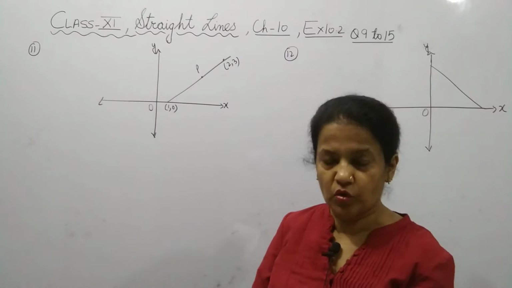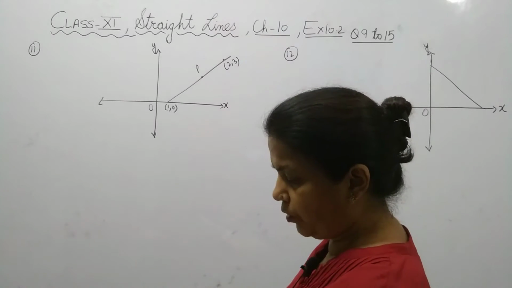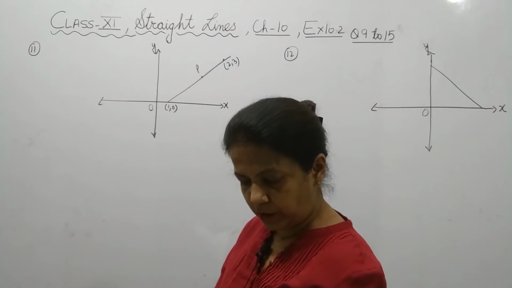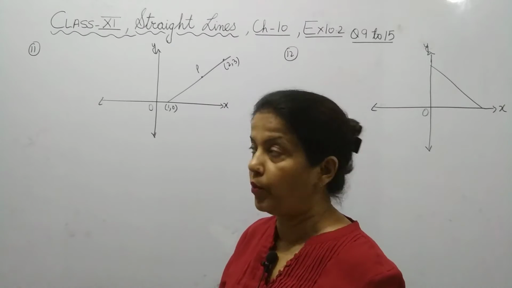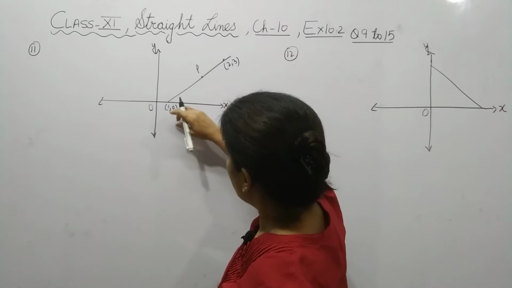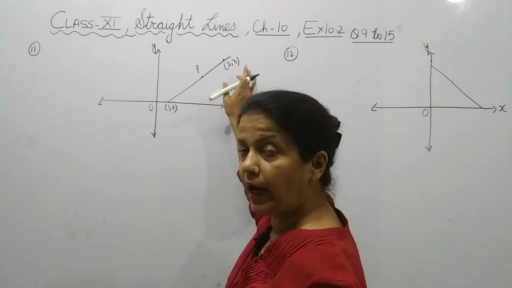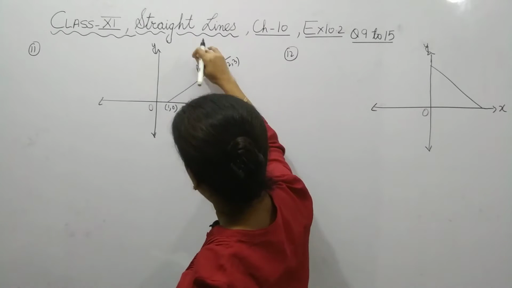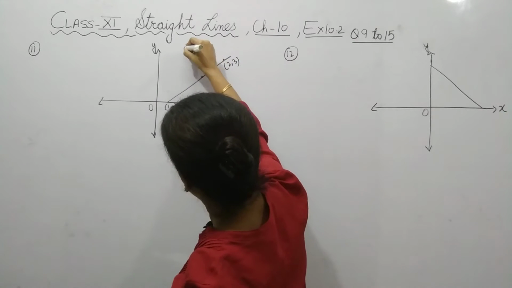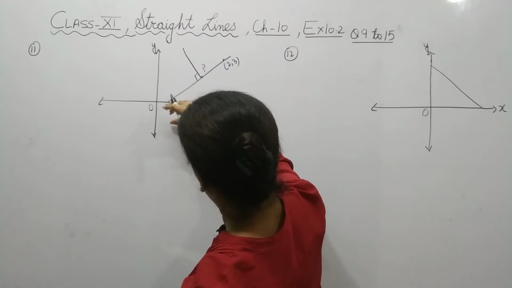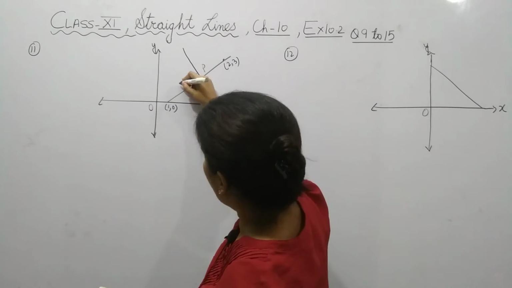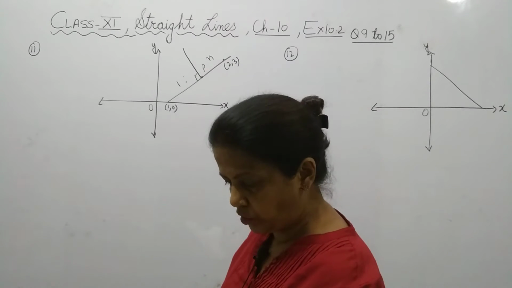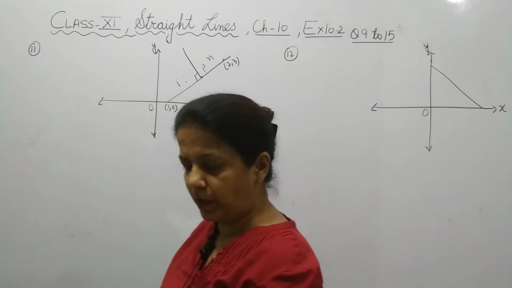In question 11, a line perpendicular to the line segment joining the points divides it in the ratio 1:n. So it is a line dividing the given line in the ratio 1:n, and that line is perpendicular also. So the question is: find the equation of the line.